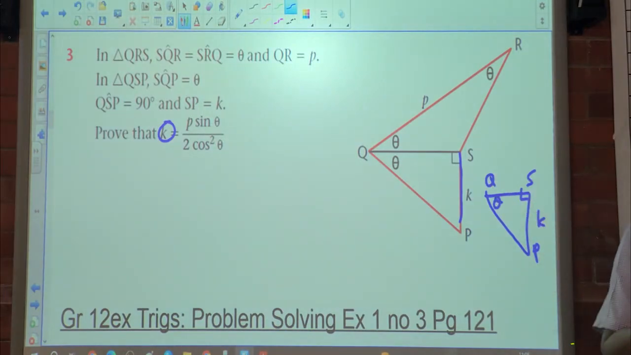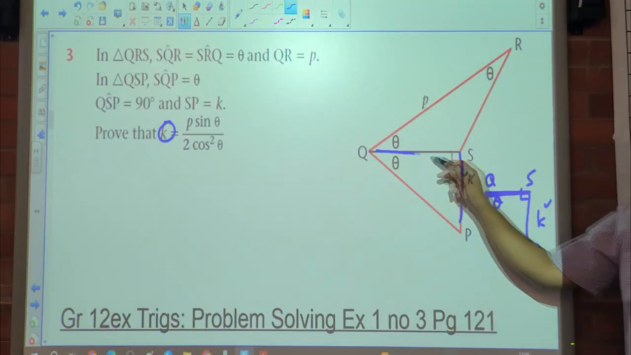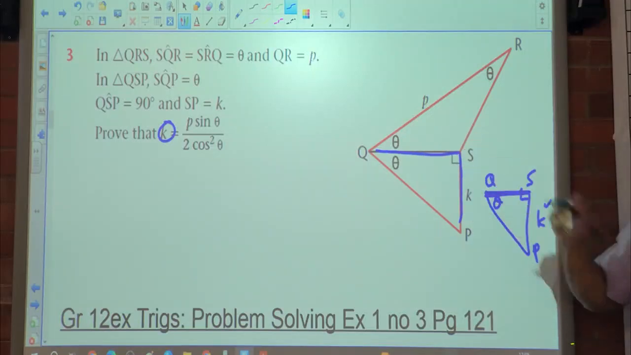So what must we use? We must use K and we must use SQ. Why must we use SQ? Because SQ is the link between the two triangles. Can you see that, people?